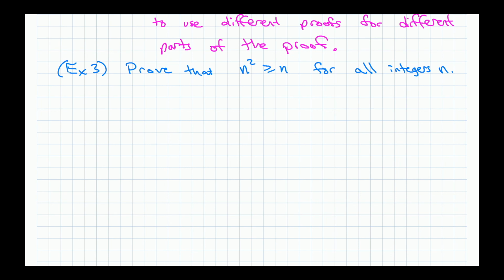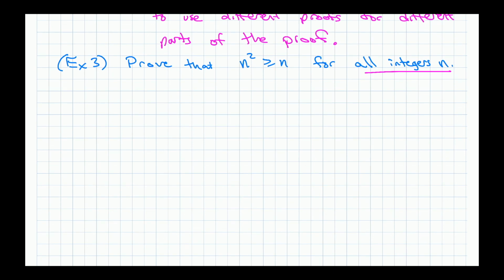Now, why are we going to do a proof by cases? The reason we want to do a proof by cases here is that this is true for all integers n. But with integers, sometimes positive integers have different properties than negative integers. And so one proof might not work for every kind of integer. So what we want to do is split this up. So let me write that.